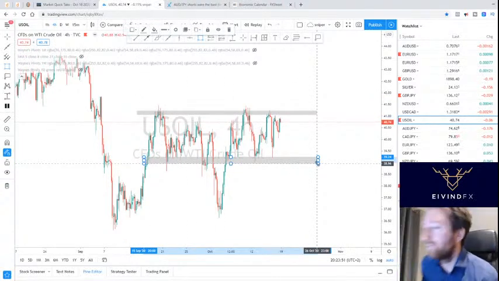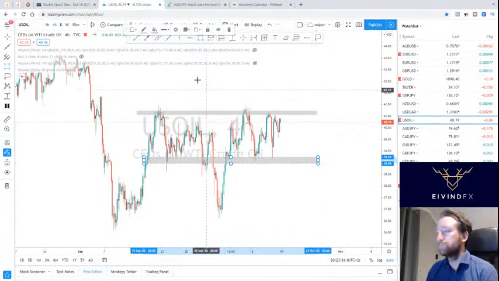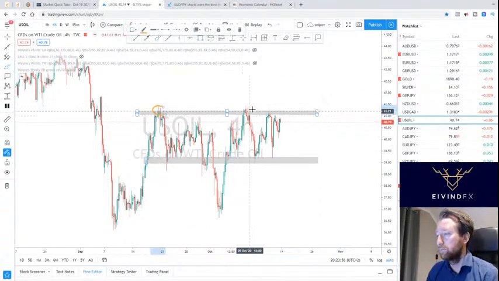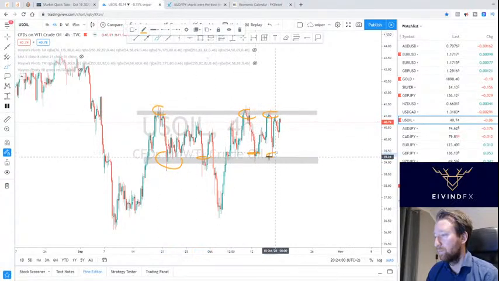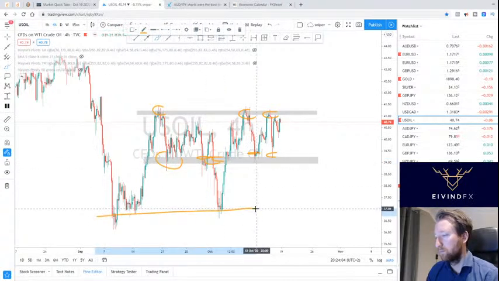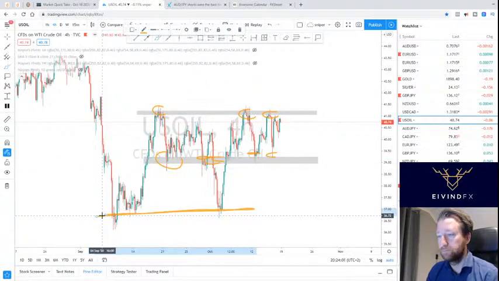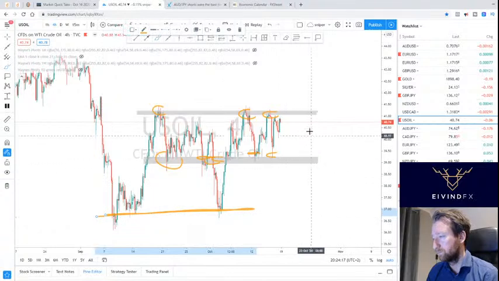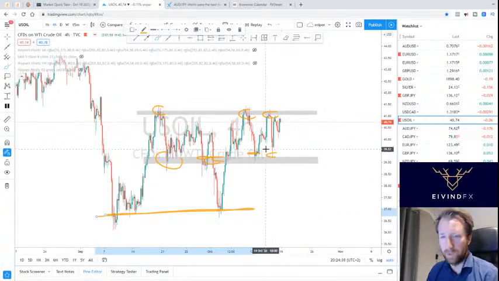So we have a range-bound market. Sell, sell, sell. Buy, buy, buy, but failed. So it's not really... I'm trying to be risk off this week, not risk on this week. But I don't know if the market is going to be. Okay, cool.